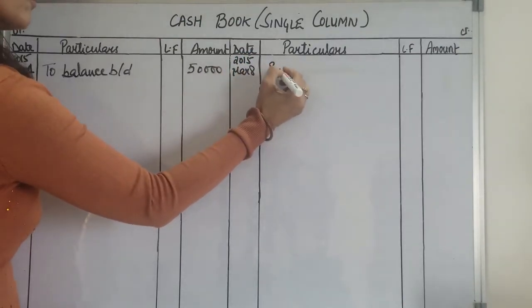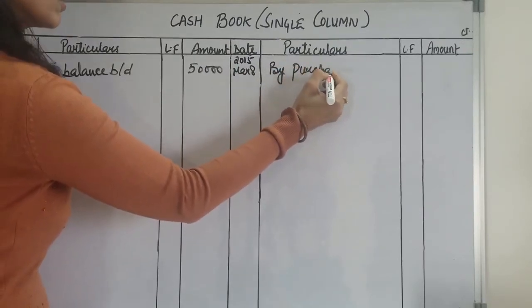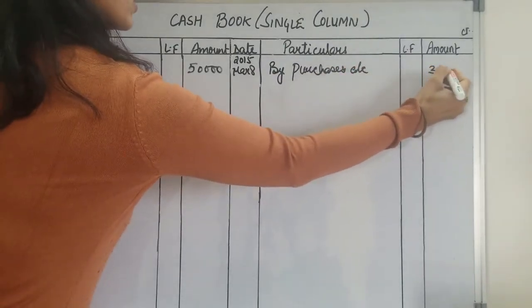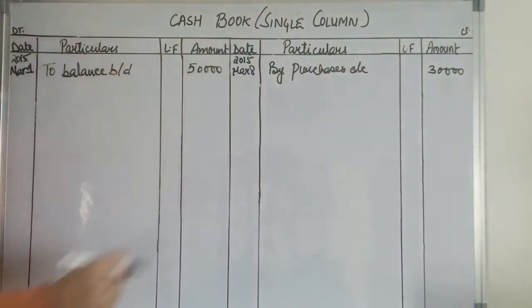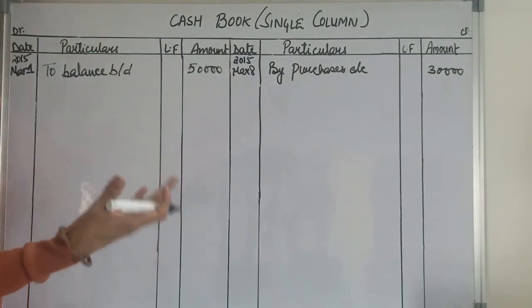And the transaction will be recorded as by purchases account with rupees 30,000 here on the credit side. As cash is going out of the business, we are making payment in cash.